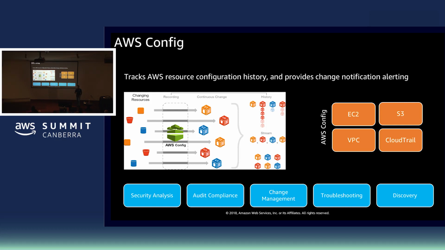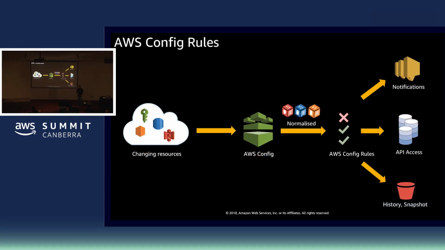Config runs across, I shouldn't say all services, but most of the services, and examples of them are EC2 and S3. Config also, as of a couple of months back, is now supported across multiple accounts. I highly recommend you check out Config and turn it on in your own AWS account if you have not already done so. So on top of Config, there's Config rules.